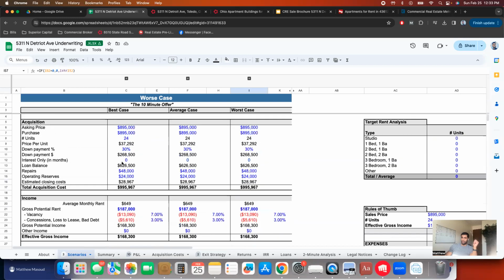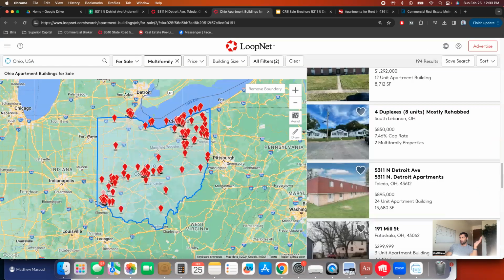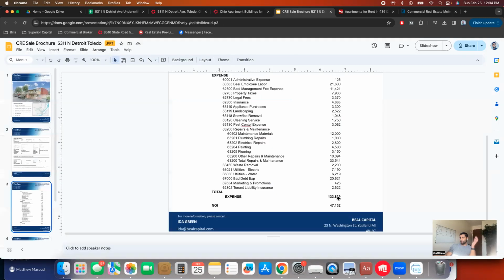If, for example, the deal worked at $48,000 worth of repairs, but then you figure out it's actually $100,000, you update your underwriting: your cash to close will go up, and your cash on cash return will go down. So you continue playing with these numbers once you're under contract. So let's dive in. I'm very curious why they're spending so much money, how they're spending $133,000.